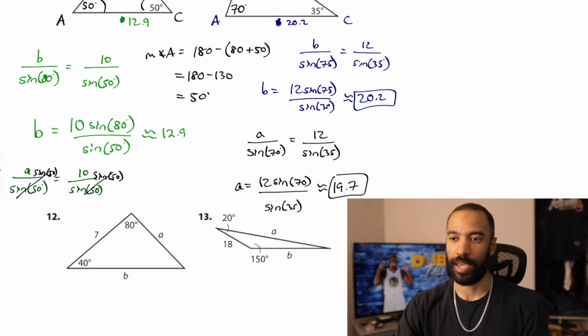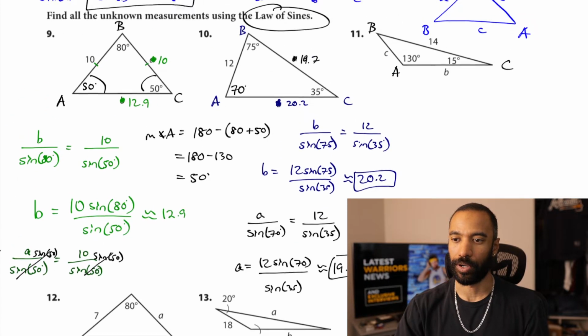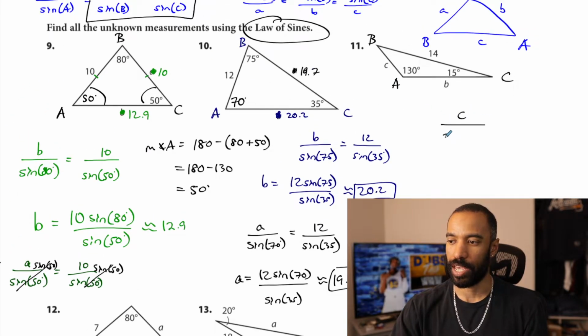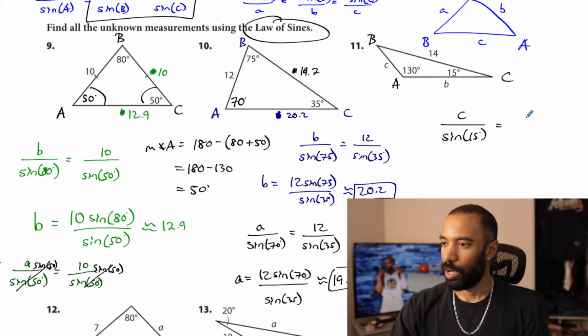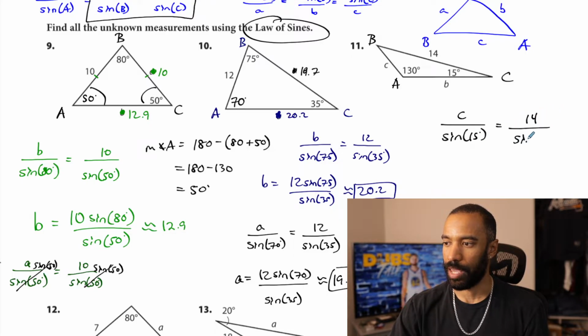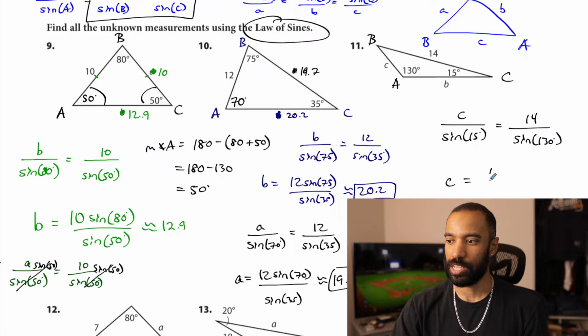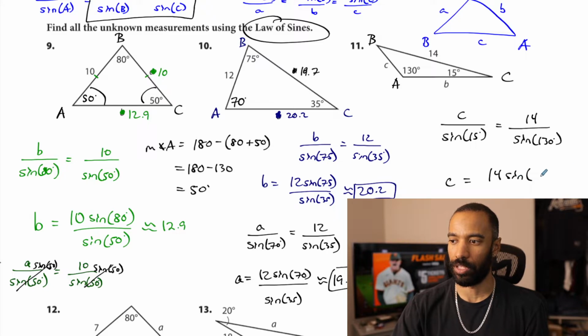So let's go ahead and rewrite that. Let's do it appropriately here. We're going to do C over the sine of 15 degrees equals 14 over sine of 130. And then you are just one step away by multiplying both sides by sine of 15. C is indeed in the numerator, and we are really just flipping this thing over from what we had previously.